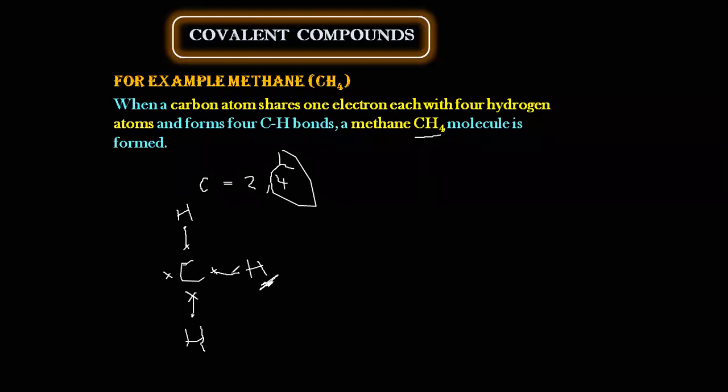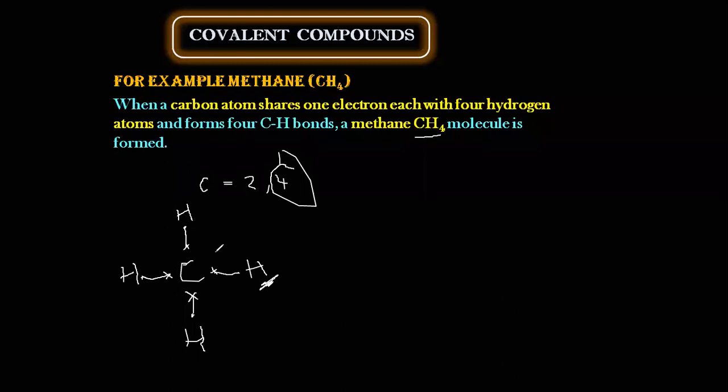So again, if you see a bond is formed here, and the top hydrogen has also become stable, completing its duplet. Similarly, one more hydrogen we take now, and this also has its one electron, and again the bond is formed here. So in this way, each hydrogen has completed their duplet.